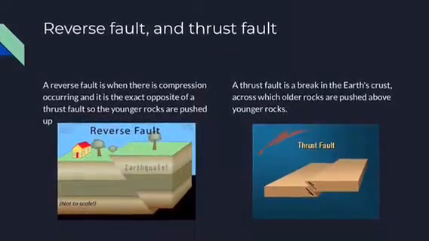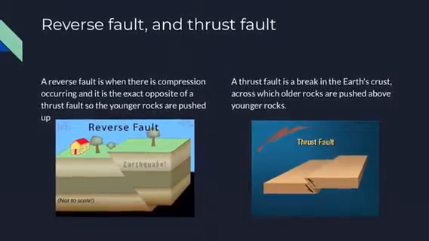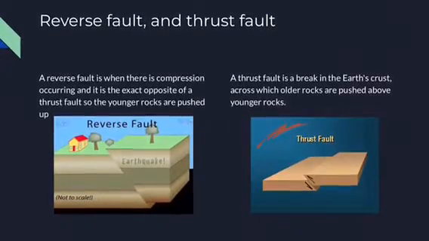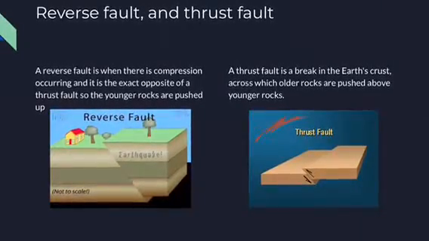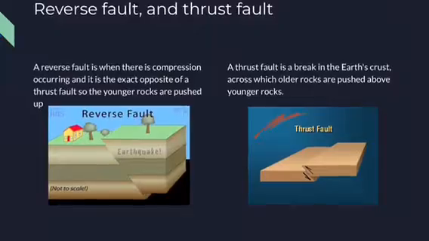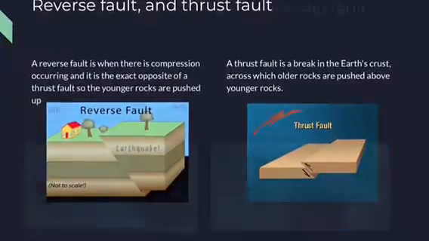Reverse fault and thrust fault. A reverse fault is when there is compression occurring and is the exact opposite of a normal fault, so the younger rocks are pushed up. A thrust fault is a break in the Earth's crust across which older rocks are pushed above younger rocks.